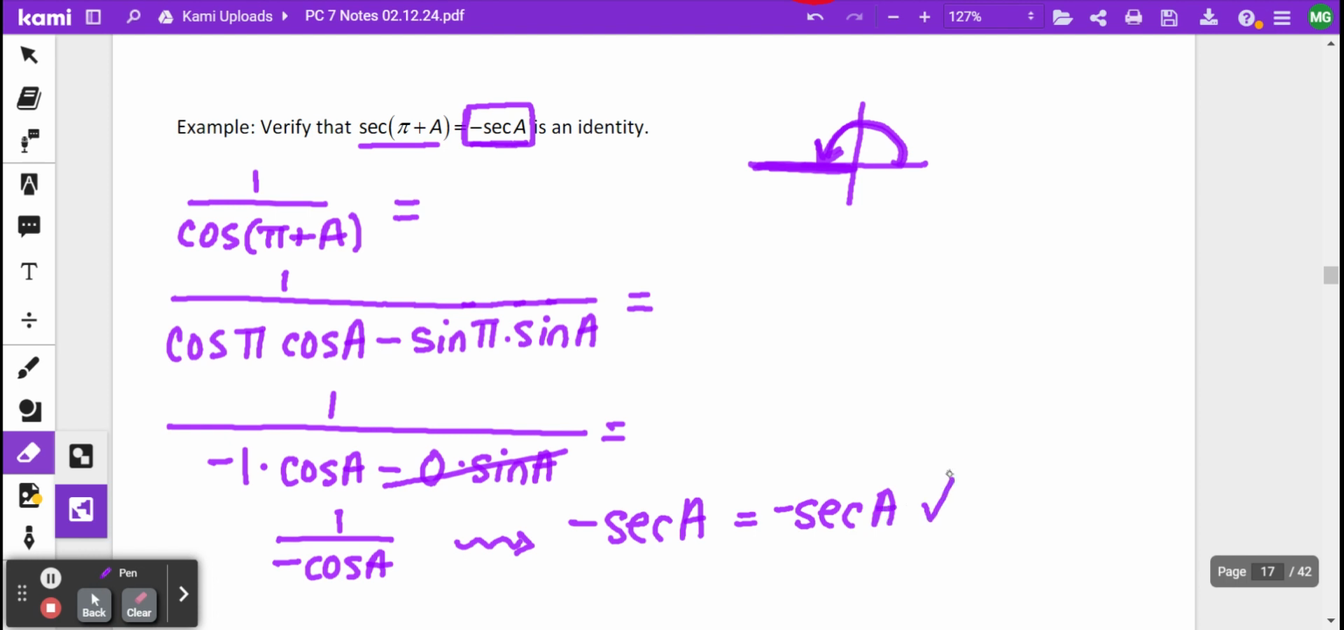We verified this to be an identity. It is true. And we used our new formula to do that. So how awesome is that?